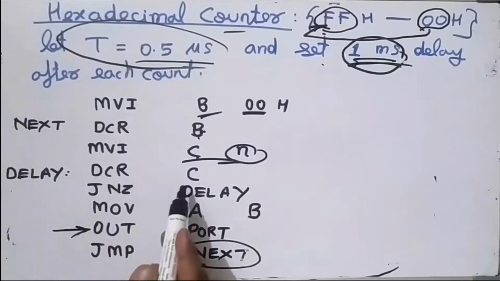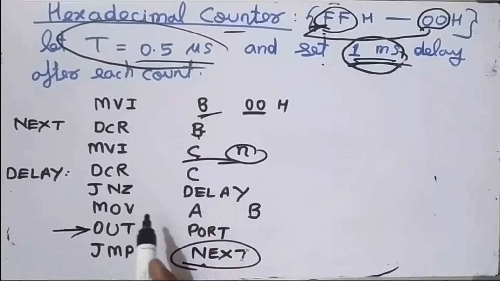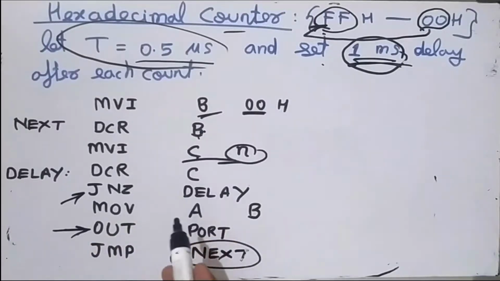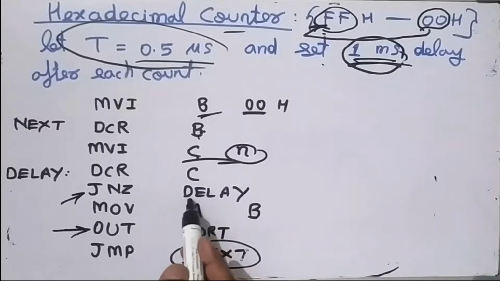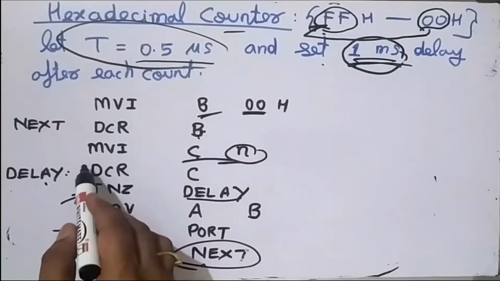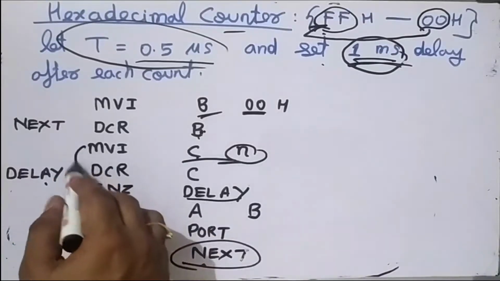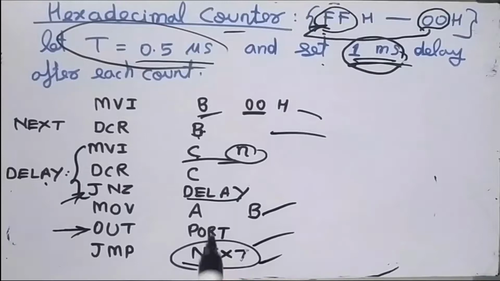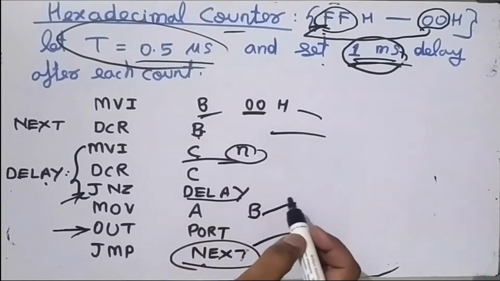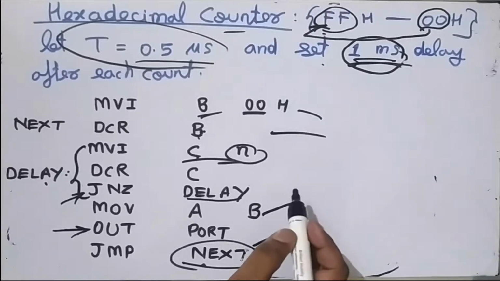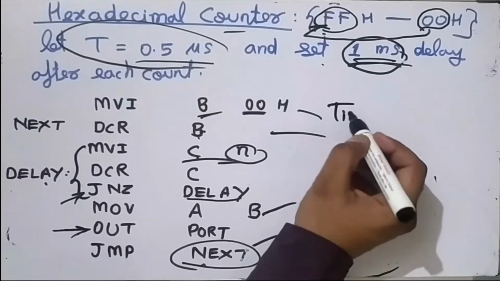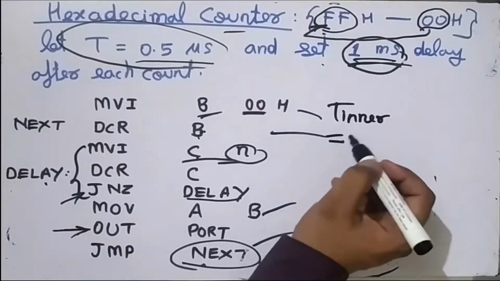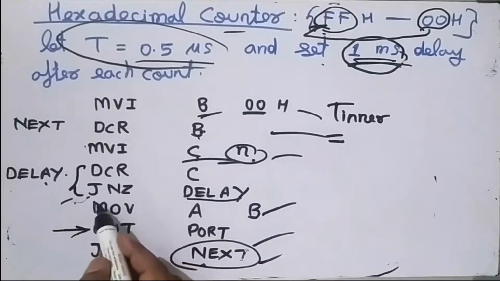Okay, DCR C, the contained data of C will be decremented by 1, and JNZ, this is a conditional jump instruction, jump on non-zero. If it is not equal to 0, then jump to this address. Address is here. Okay, there are two loops. This is the inner loop, and the remaining is the outer loop. Now first of all, calculate the T states required in the inner loop. T inner equals the inner loop, DCR C and JNZ delay.